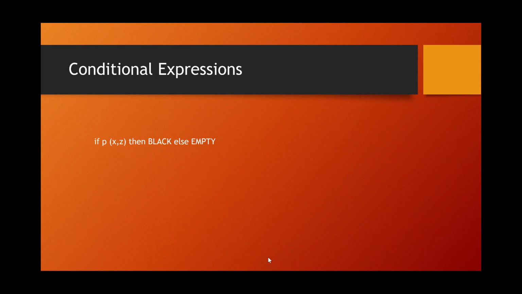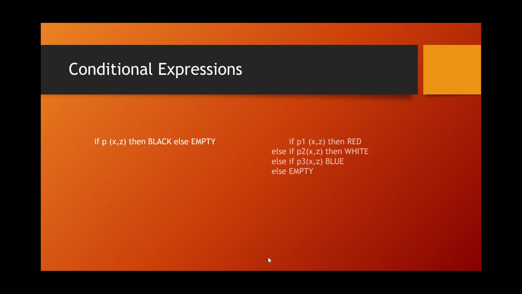All right, a little bit of background before we get started. In Bricklayer, you can write conditional expressions. An example of one is shown right here, and it basically reads as follows. If some property is true, if a predicate is true for a particular set of inputs, then color the cell that you're applying this predicate to black, otherwise leave it empty.